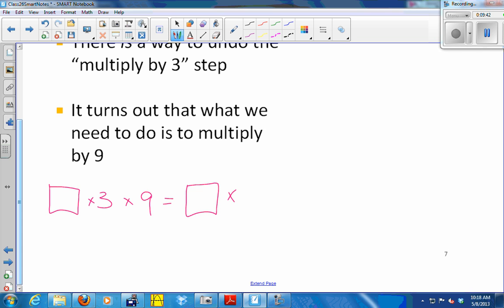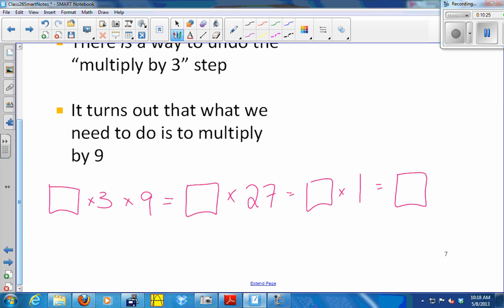What's 3 times 9? 27. What number is 27 equivalent to in mod 26 arithmetic? It's 1. So that's my number times 1, which gives me my number back. So multiplying a number by 3 and then by 9 is the same as multiplying a number by 1, which gives you the number back. It's kind of crazy.